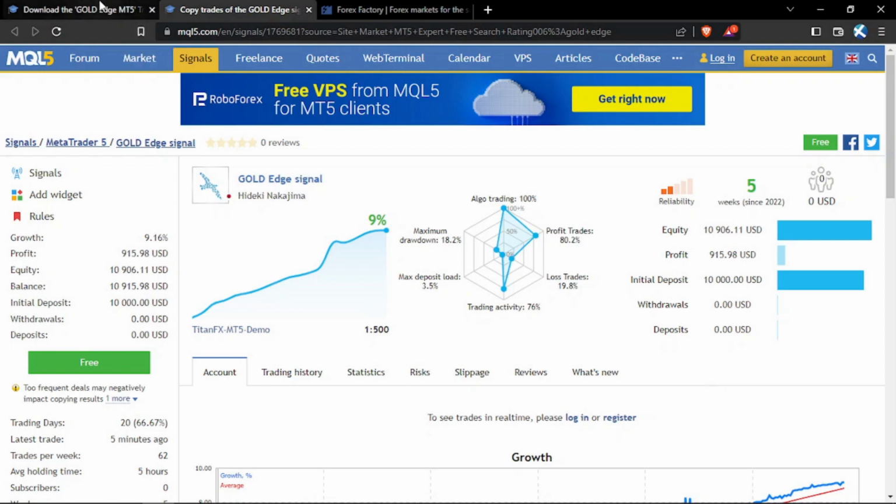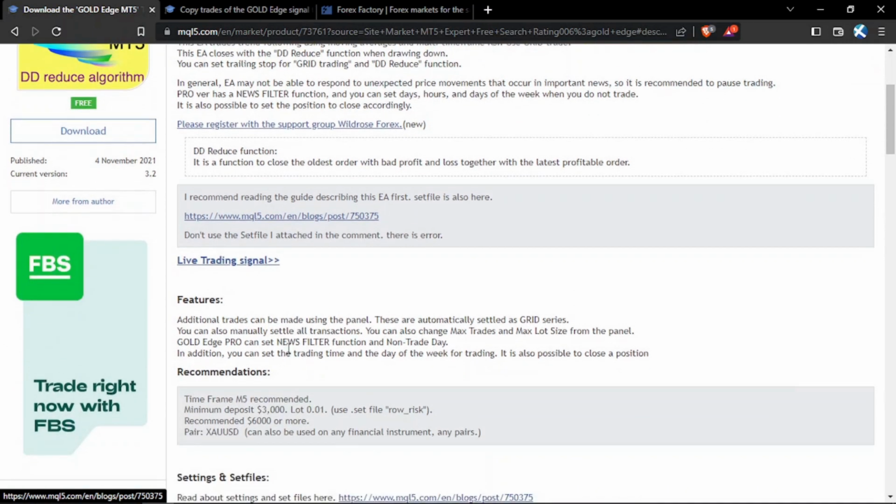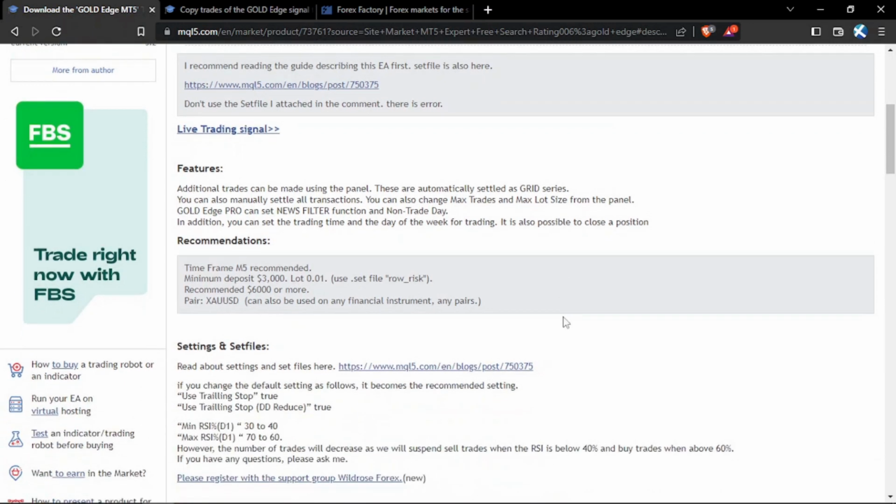Let's get back to the bot and look at a few other features and the recommendations for trading. Additional features of the bot include a panel that is used to manually trade alongside the bot. These trades placed with the panel are automatically settled as grid series, and you can also manually settle all transactions by pressing the close all buy and close all sell buttons. We'll take a closer look at the panel in the guide in a second.